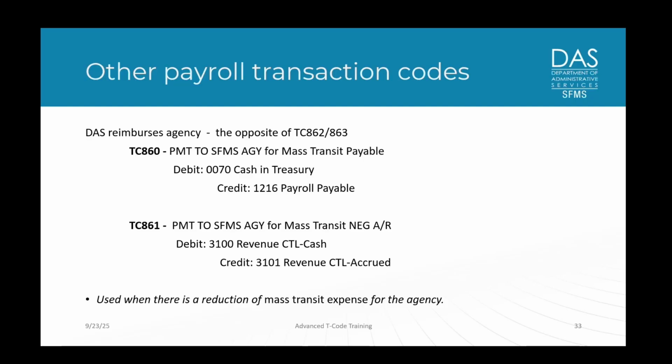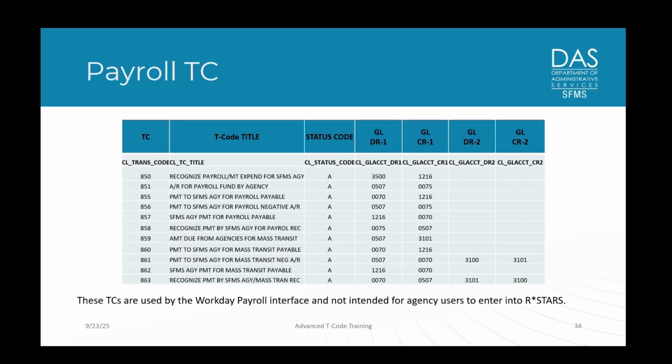And if we want to post a transaction opposite of T-code 862 and 863, we can use T-code 860, 861. This is for reduction of mass transit expenses for the agency. Because they are restricted, we cannot reverse those T-codes, so we have to use a separate set of T-codes.